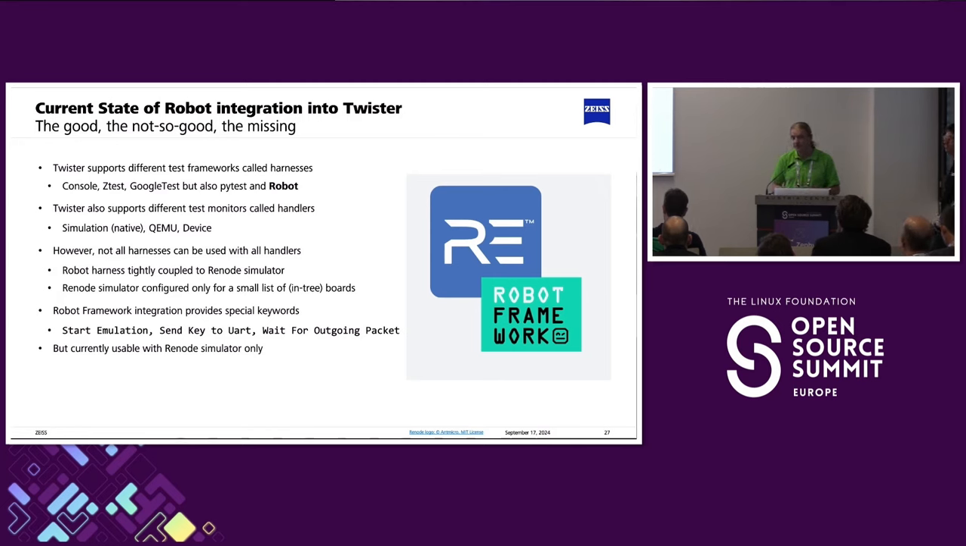And obviously, there's a device handler for real hardware. The first thing we had to learn, though, was that not all harnesses can be used with all handlers. Handlers and harnesses are words from the Twister software design. In particular, the robot harness is today tightly coupled to a particular simulator called the Renode simulator.